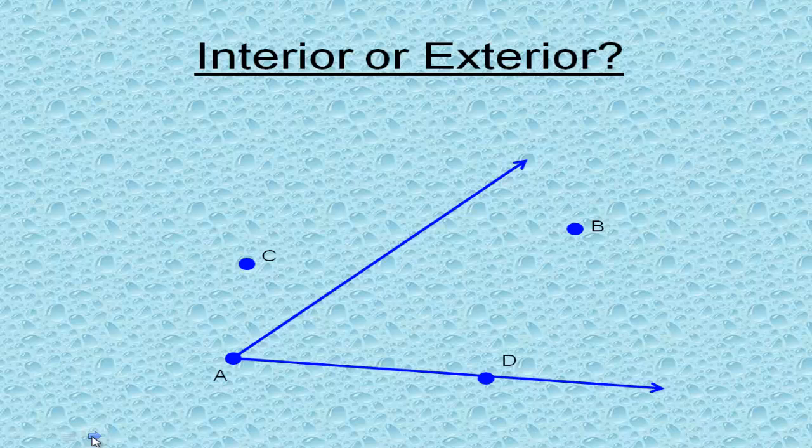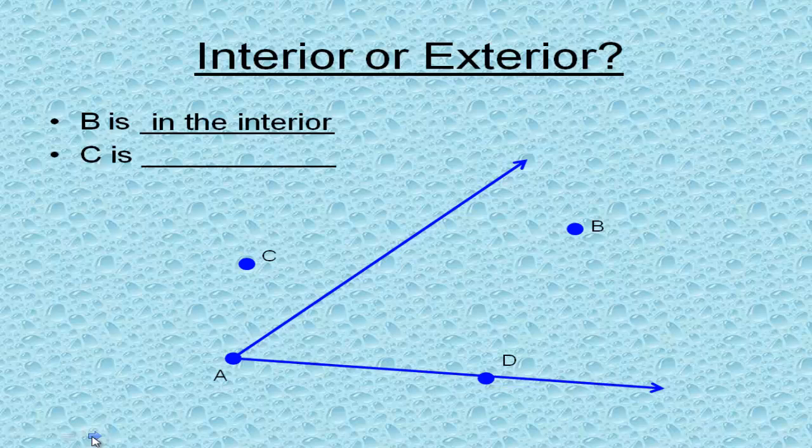Before we begin, we need to identify if the points are in the interior or in the exterior of the angle. So for example, the point B, would you say is in the interior of angle A, or is it in the exterior of angle A? B is a point in the interior of angle A. How about C? C is a point in the exterior of angle A. And D is a point that is on angle A. Okay?